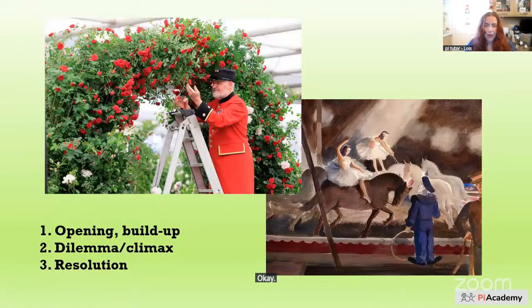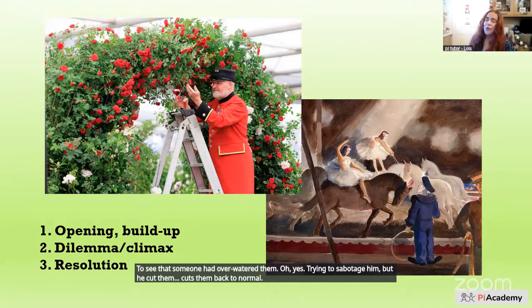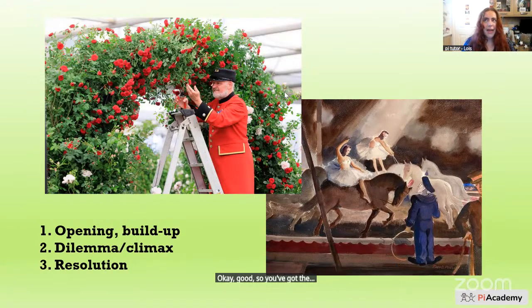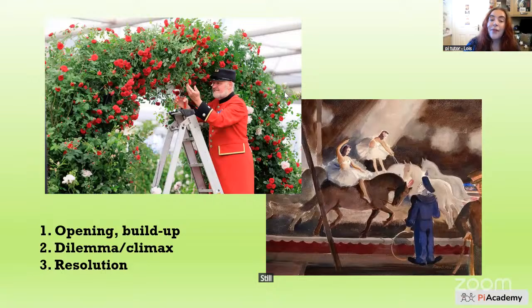Okay, so there's a man who's trying to win a competition with roses. He thought he could keep them safe in a greenhouse. The next day he came back to see that someone had overwatered them. Oh yes, trying to sabotage him, but he cuts them back to normal. Okay, good. So you've got the main idea, we've got the build up, maybe his excitement for the competition, and then you've got the moment where he realizes that someone has sabotaged him, and then him saving them just in the nick of time, perhaps to still go on and win. That's great.